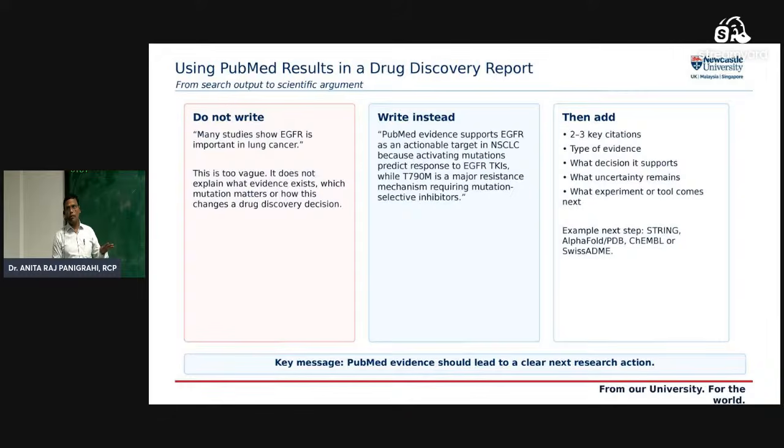It doesn't mean that I have very good infrastructure. No, I don't have very good infrastructure. The only thing I'm good at is writing a research proposal. Okay, and then add two to three key citations, or type of evidence. Of course, whenever we talk about evidence, it should be experimental evidence, and say what decision it supports, what uncertainty remains, and what experiment or tool comes next. Okay, then of course we do this one. PubMed evidence should lead to a clear next research action.